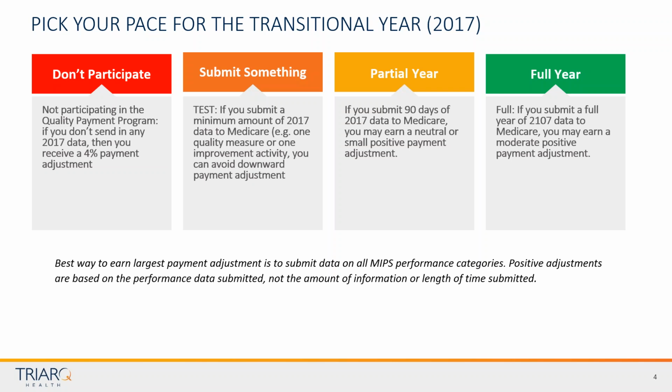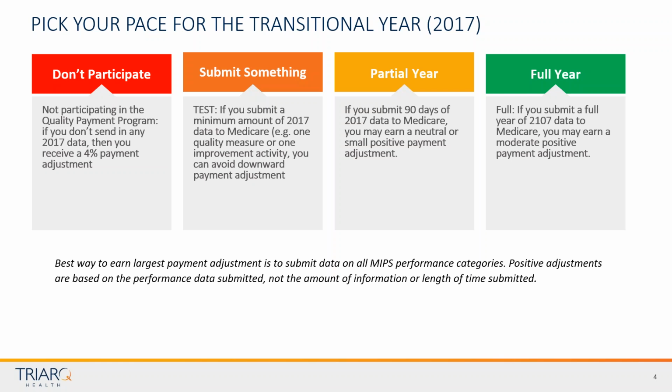Submit something. So this is the testing. They say, well, if you really don't think you're ready to participate, but you don't want to be assessed the penalty, you just want to remain neutral, you don't need the incentive, you don't want to get the penalty, you just are in this test phase, which is you can submit just the base score for ACI, you can submit a single clinical practice improvement activity, you can submit a single quality measure.